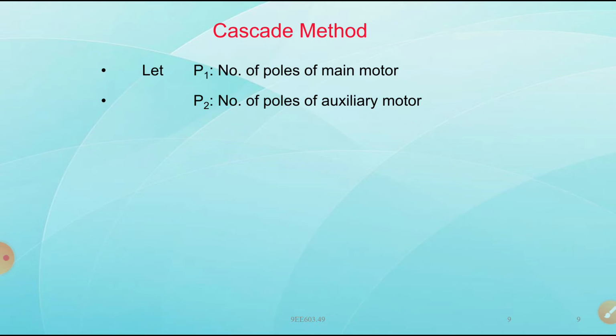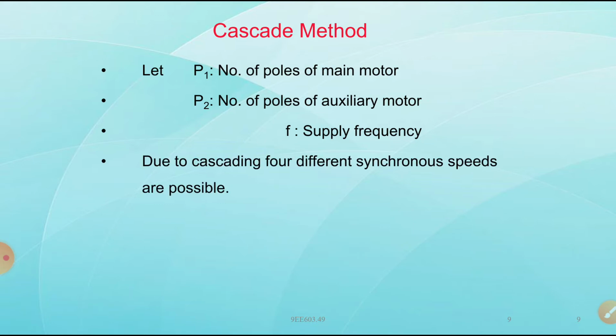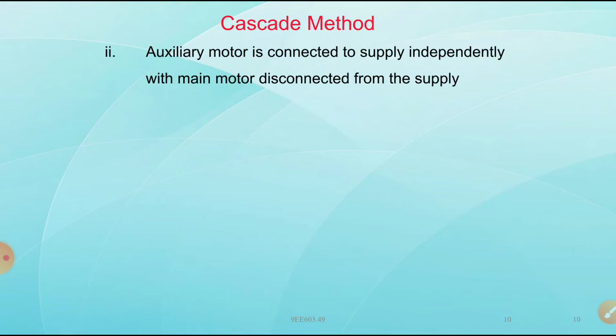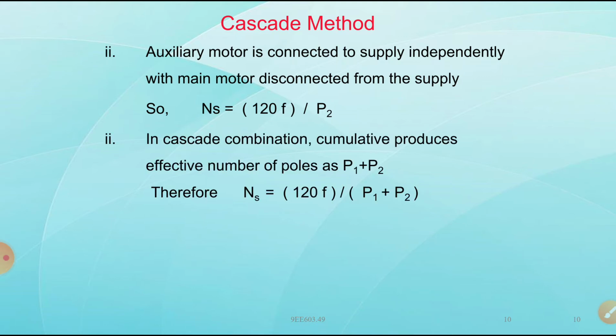Let us do some simple analysis. Let P1 be the number of poles of the main motor and P2 the number of poles of the auxiliary motor, where F is the supply frequency. Due to the cascading, 4 different synchronous speeds are possible. First, when the main motor is connected to the supply independently, the synchronous speed is 120F by P1. Second, when the auxiliary motor is connected to the supply independently with the main motor disconnected, the speed is NS equal to 120F by P2. P1 is the number of poles of the main motor and P2 of the auxiliary motor.